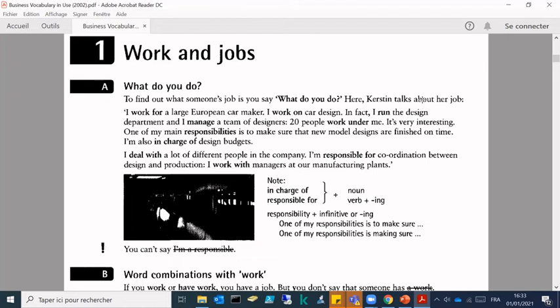Can you go ahead and try it again? I'm in charge of. Yes. Closing the door. I'm in charge of closing the door. Nice. Good. Now use the same one with responsible for. I'm responsible for making new invoices.